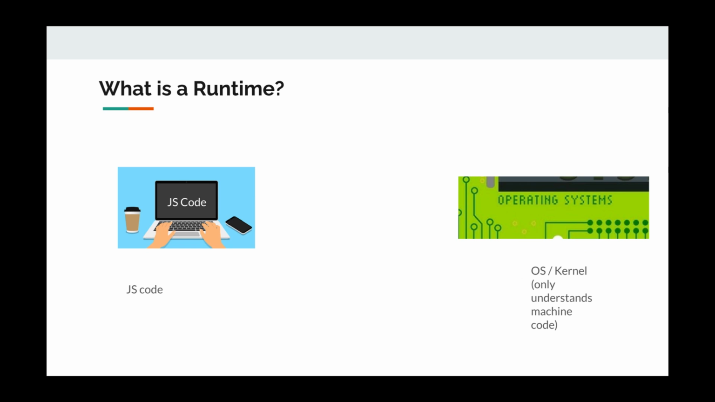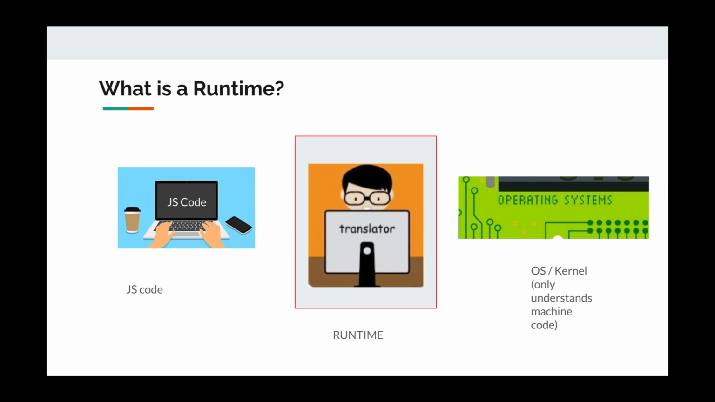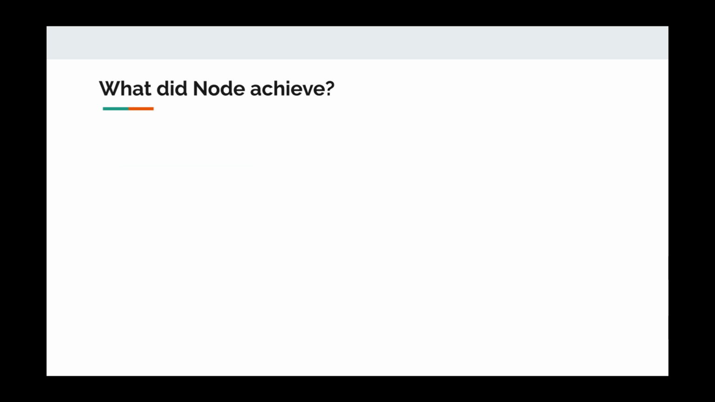Your operating system understands only machine code, be it any language that runs on your computer, any application written in any programming language. Your operating system at the end of the day understands only machine code. Now our code written in JavaScript will not be directly understood as machine code. So what we need is a good translator. And who does that? The runtime. So what is the primary job of a runtime? It is to translate your JavaScript code into machine code. That's the primary job of a runtime.